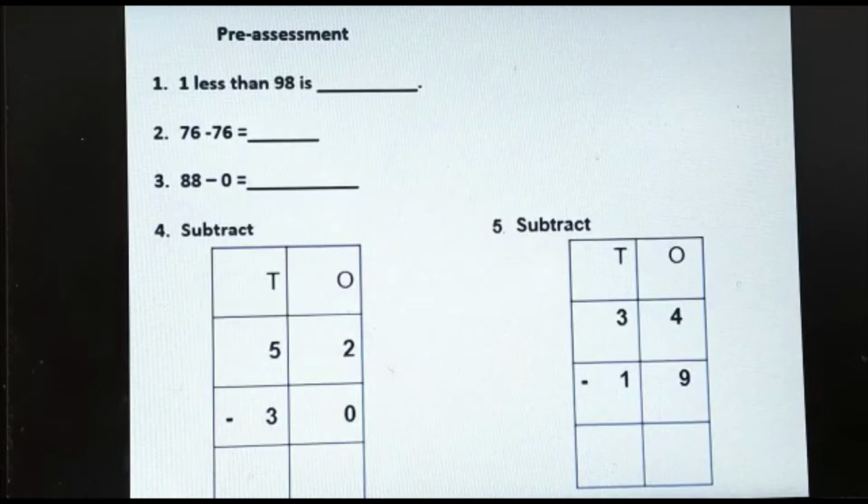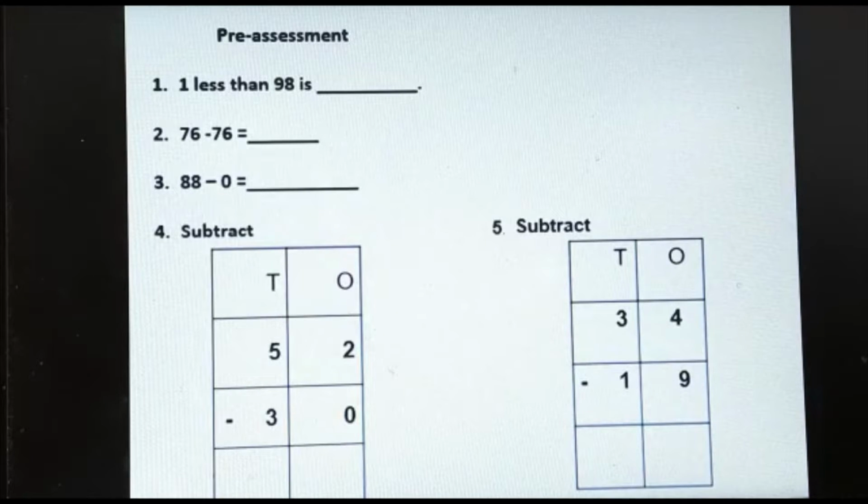And today I am ready with another lesson for you all to guide your children, and at the same time even children can refer to it whenever they have confusion. So today's topic is subtraction. Let's get started. This is the lesson for grade 1 especially, because they are the ones whom we introduce subtraction to. So we are going to start with the pre-assessment.